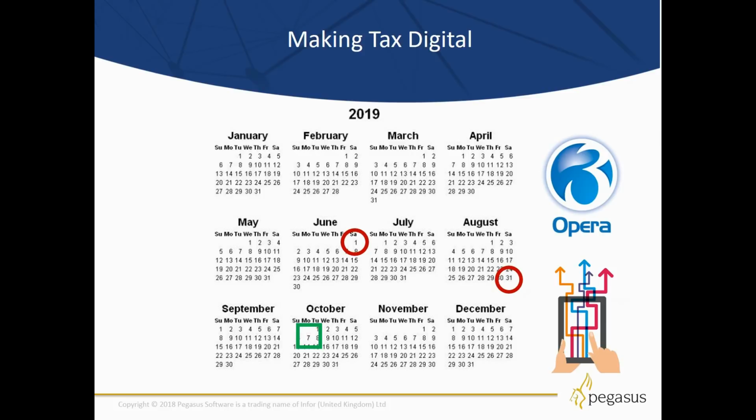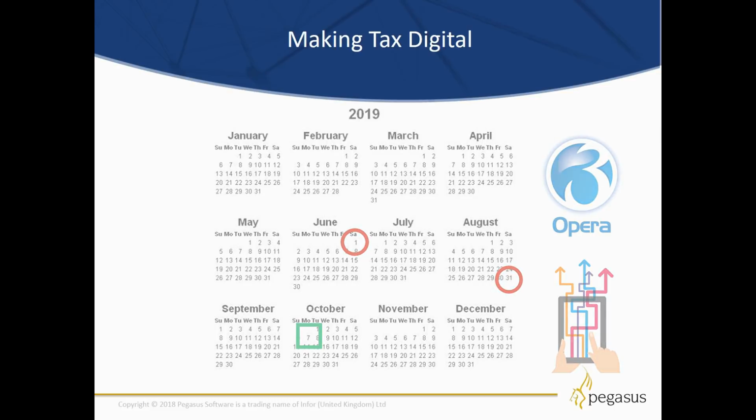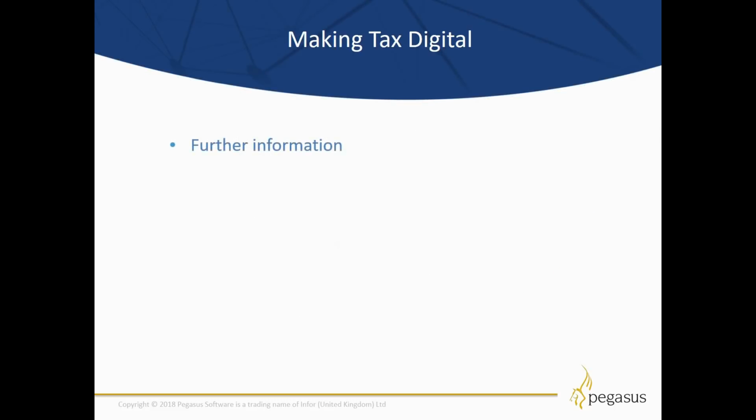Please note, however, the deadlines for sending VAT returns and the deadlines for making those payments to HMRC are not changing. It is just the mechanism by which you notify HMRC about those figures and how those figures are collated, which is changing. So where do you go to get further information on Making Tax Digital?